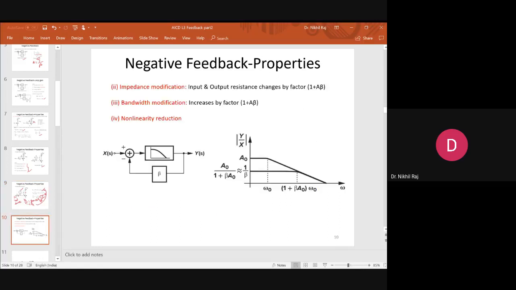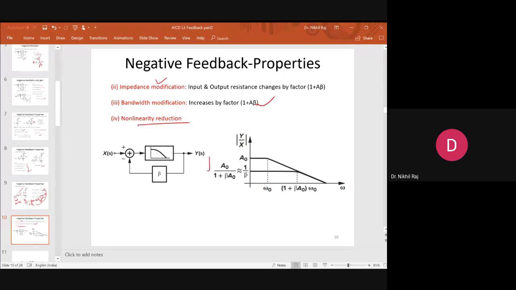So coming to slide 10, the other feedback properties were that it will modify the impedance. Due to the introduction of passive components between the output terminal and the input, there will be some loading effect, so there will be some change in the input impedance as well as the output impedance. Also we know that the gain bandwidth product for an amplifier is generally constant. So if your gain is being reduced, definitely the bandwidth of the frequency response should improve. That is visible in negative feedback, the bandwidth will always try to improve. And also it will reduce the non-linearity, and this was the case in the graph.